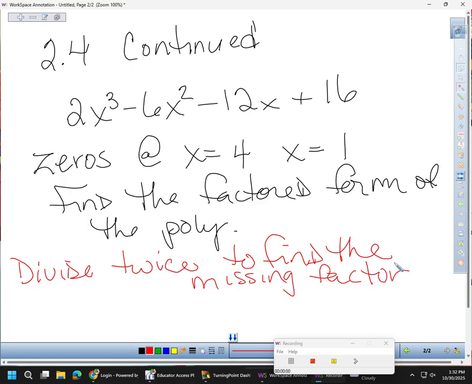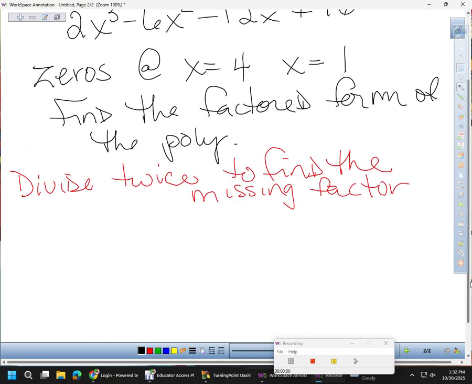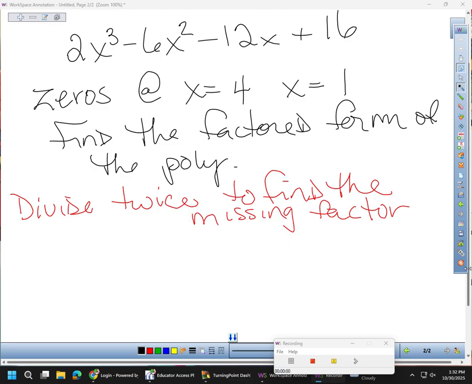Just to make sure that you see that part. Make sure that our friends at home that are watching see that part. That's right. All right.